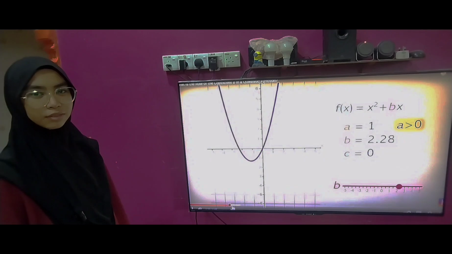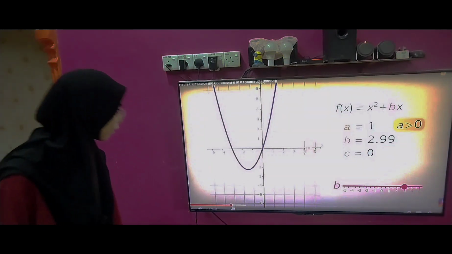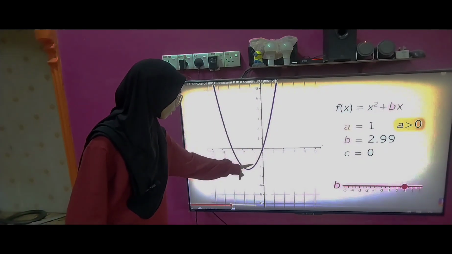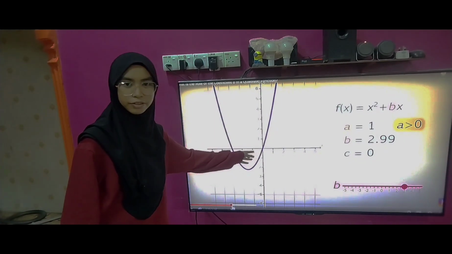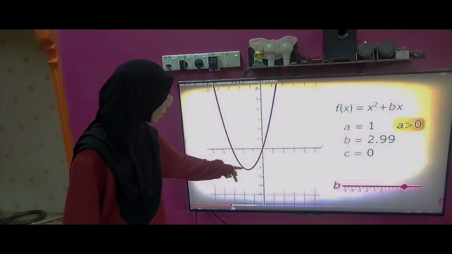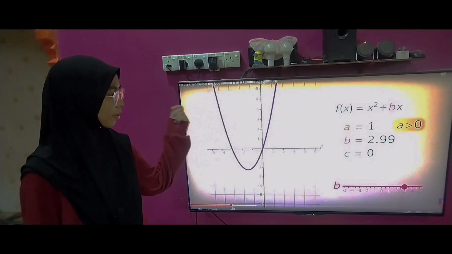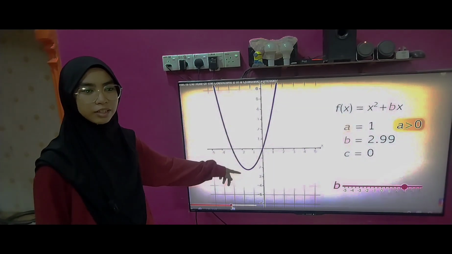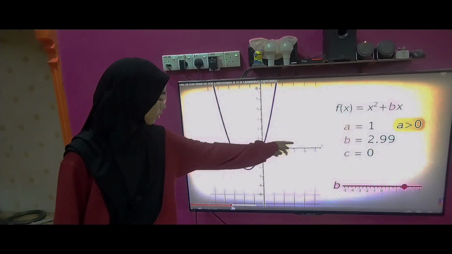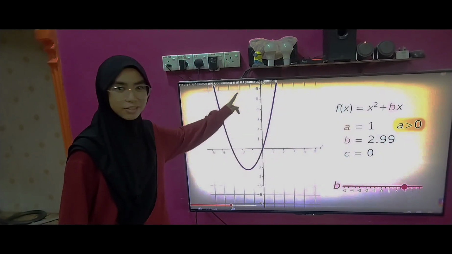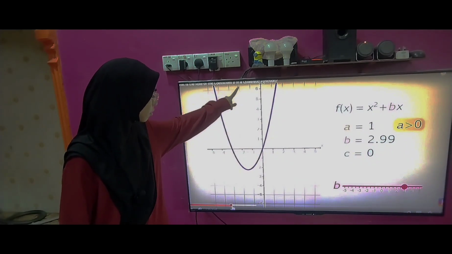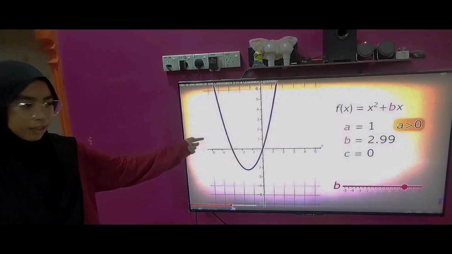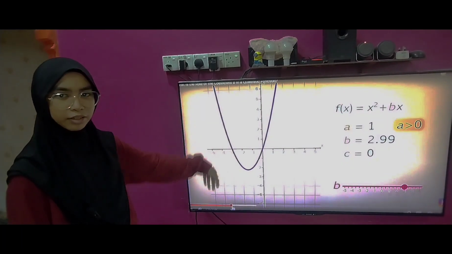The graph shifts to the left. See? When your value of B increases, the graph goes to the left, to the negative x. As you can see, when your value of B increases, your axis of symmetry, sorry, I meant to say axis of symmetry, is at the left side of the graph, which is more inclined to the negative side of your x-axis.